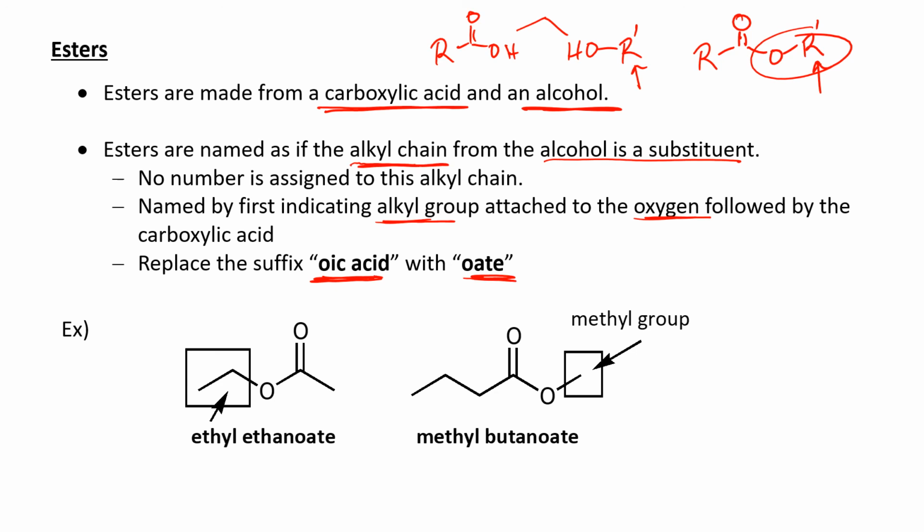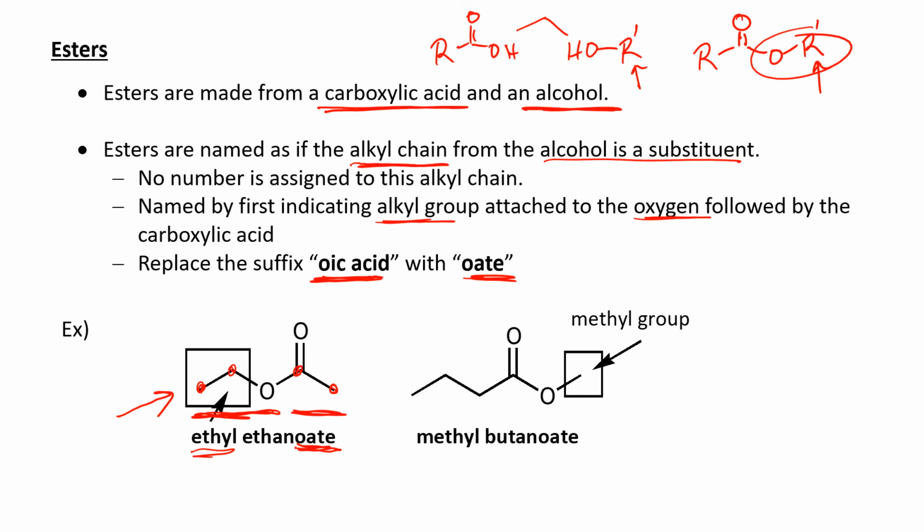All right, so think of it as an alcohol and a carboxylic acid. All right. We're going to name this alkyl group. That's an ethyl, 2 carbons. So this would be the alcohol, and then this would be the carboxylic acid. That carboxylic acid is 1, 2. So that would have been ethanoic acid. We're going to change the oic acid to oate, so it's some form of ethanoate, and it's an ethyl.